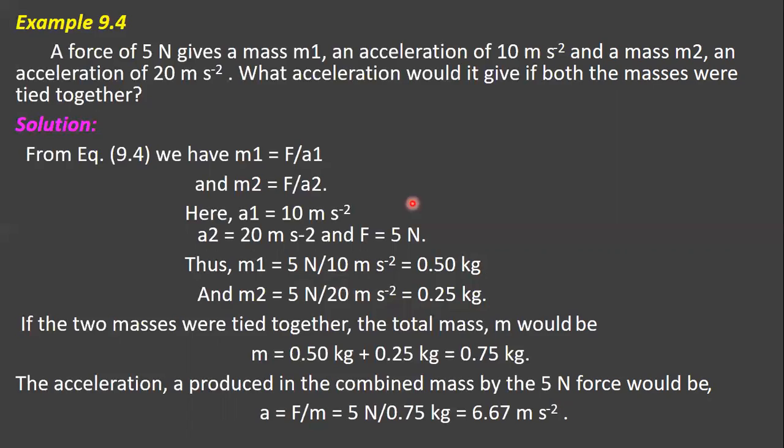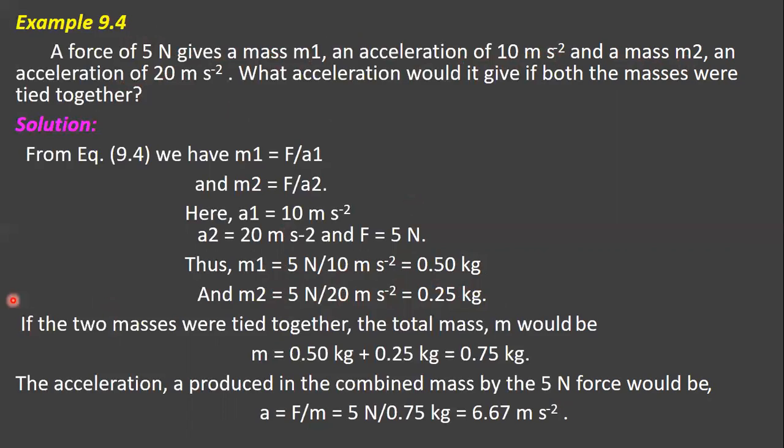Understood children? Here the force F is 5 Newton. Mass m1 has acceleration a1 of 10 meter per second square, and mass m2 has acceleration a2 of 20 meter per second square. Those values you have to substitute here. You will get m1 equals 0.50 kg and m2 equals 0.25 kg.